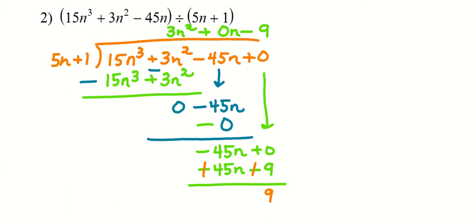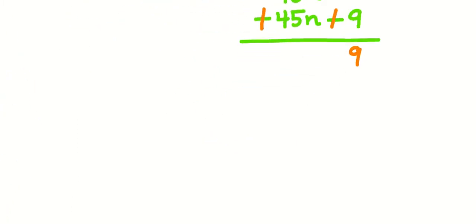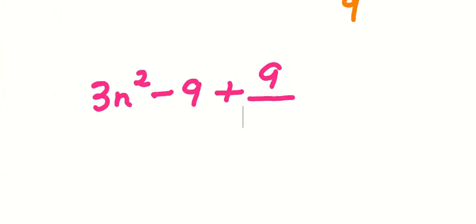So then we're going to say, well, we're done. We're going to write our answer. If you have zeros, you can completely omit those. So 3n squared minus 9 plus the remainder, because it's positive, divided by the original denominator, which was 5n plus 1. And there is our answer.